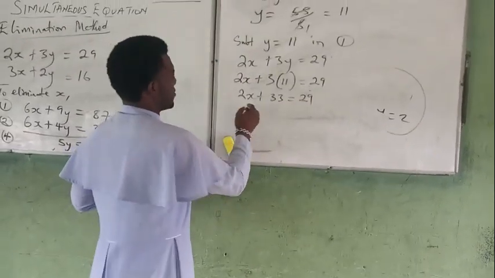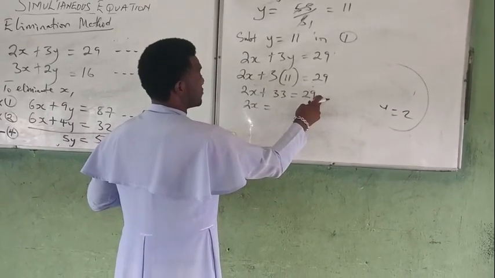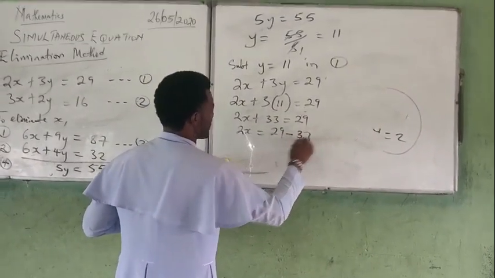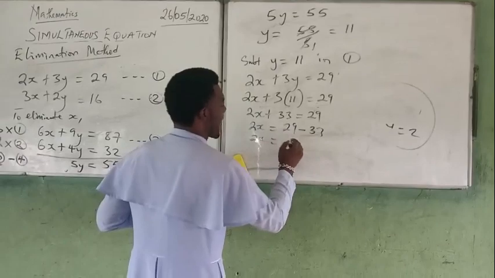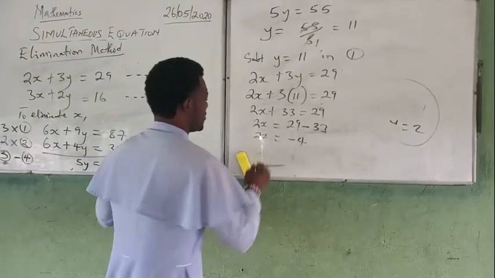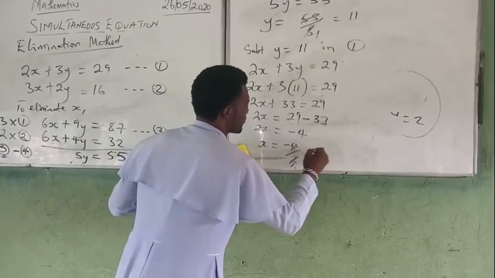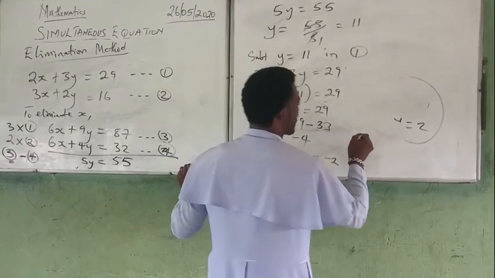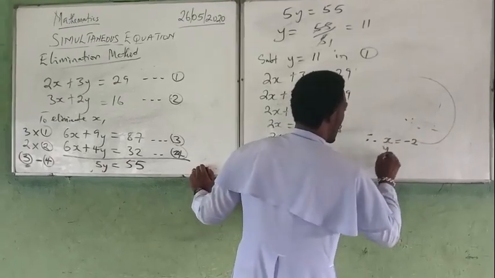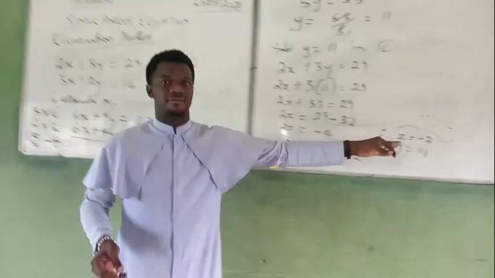And then finally, we have 2x is equal to 29 minus 33. This 33 crosses the sign of equality and becomes minus 33. 2x equals minus 4. So 29 minus 33 is minus 4. So now x is equal to minus 4 all over 2, and that will give us minus 2. So therefore, x is equal to minus 2 and y is equal to 11. So this is our answer.